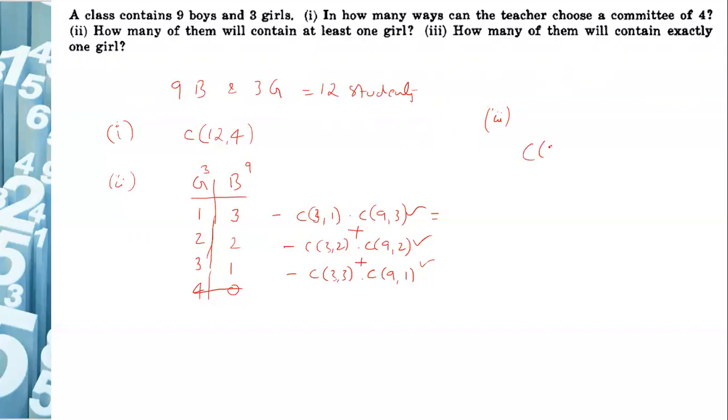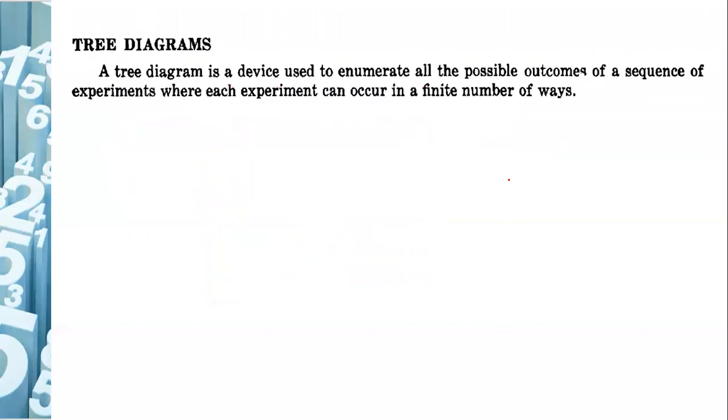C of 3 comma 1 plus C of 9 comma 3. Okay, C of 3 comma 1, plus C of 9 comma 3. Exactly one girl. Okay, committee, one girl. That means the remaining must be boys. This is the answer. Right. Now, with these examples, you can discuss.